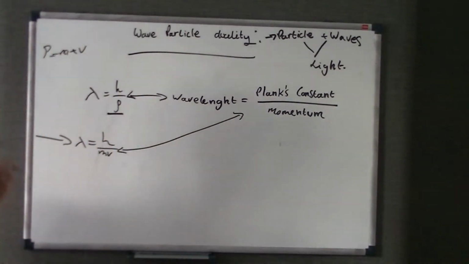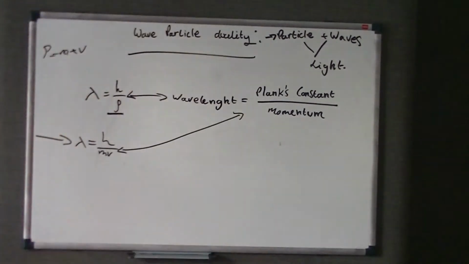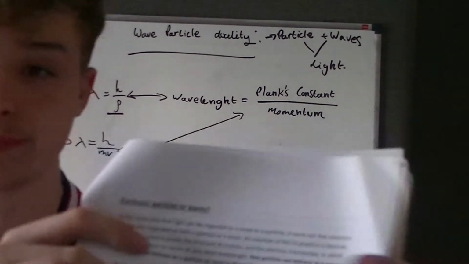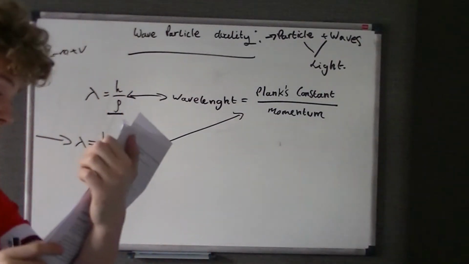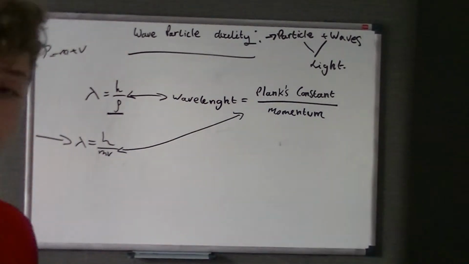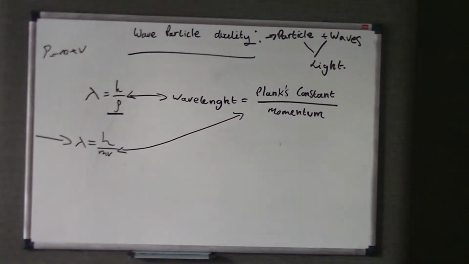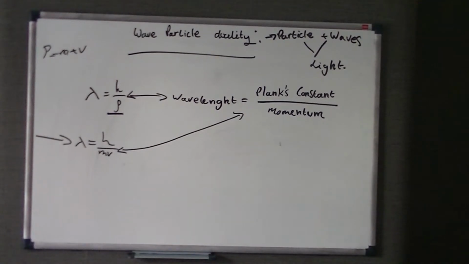This is called the de Broglie equation. He was a French physicist. Anyway, momentum is measured in kilograms metres per second. h is Planck's constant. Lambda is the wavelength of a particle. Velocity is in metres per second.